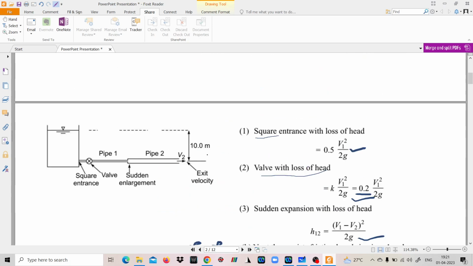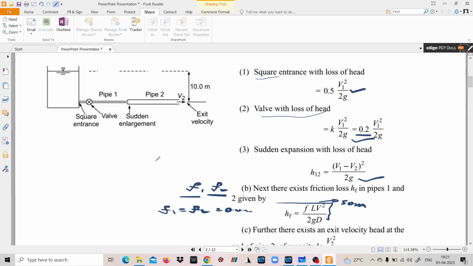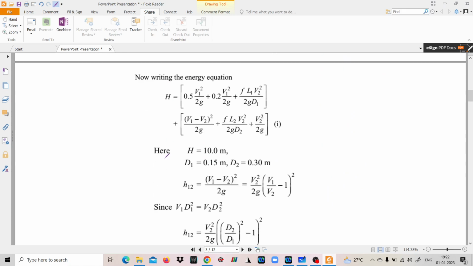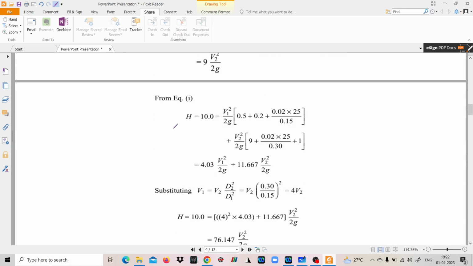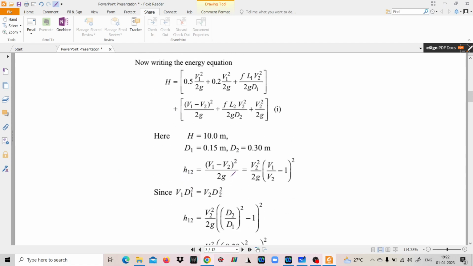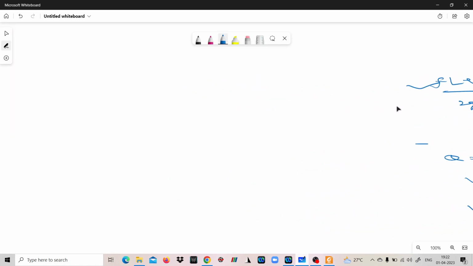You again write Bernoulli's equation, but what are the points that you have to take? One point you take exactly at the exit point, and one point here. You write the Bernoulli's equation, and based on that you will be getting an equation like this. I'm not explaining the part that is written here because you have to write Bernoulli's equation. Now how will you write Bernoulli's equation?